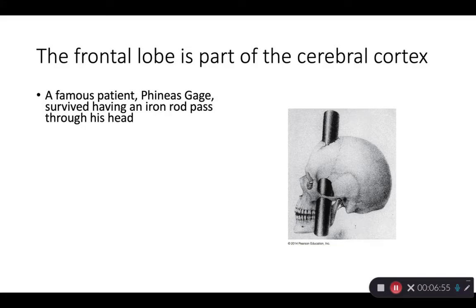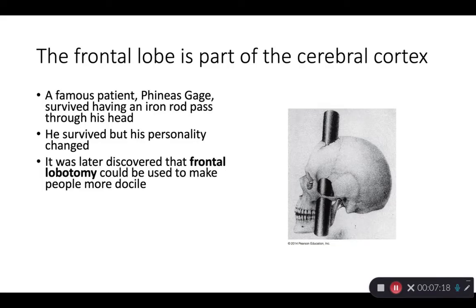So ordinarily you would think that having this kind of injury, having a railroad spike pass through your head, would kill you, but it did not kill him. It did change his personality though. And this led to a lot of understanding of how this part of your brain, the frontal lobe, contributes to your overall function. So the frontal lobe is very important for controlling your personality.